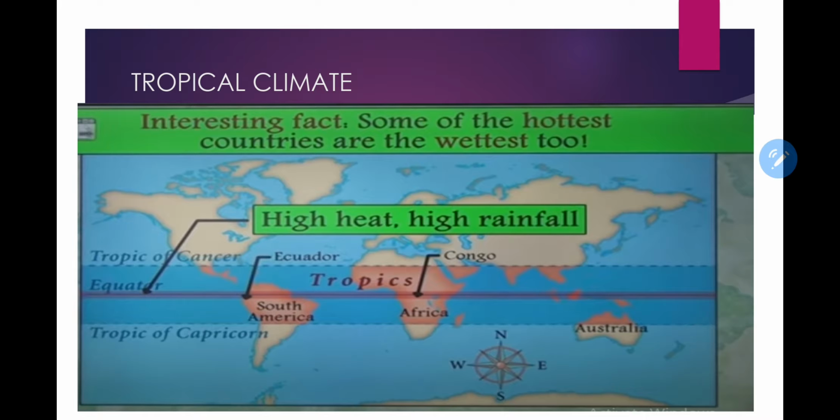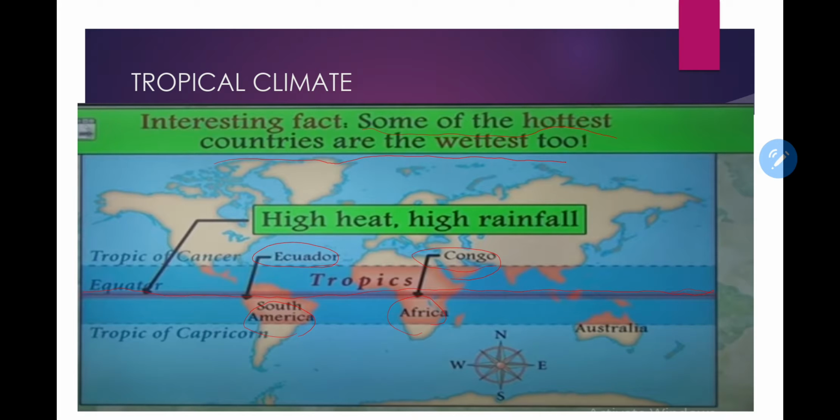Now one more fact about the tropical climate is that if you will notice, near the equator, which places are very nearest to the equator, and that is Ecuador and Congo. So they are getting very high heat and high rainfall, right? But the areas, South America and Africa, are getting a little bit less rainfall. So one fact about this tropical climate is some of the hottest countries are the wettest too.